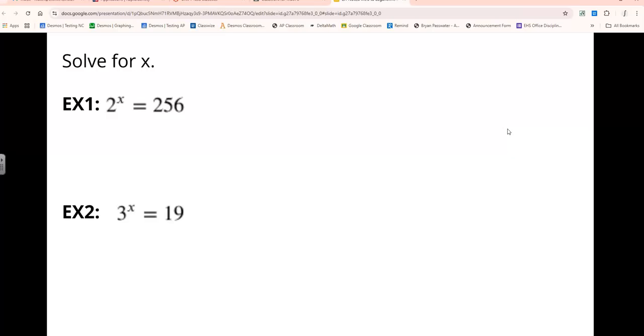Okay. So for the first one, I'm seeing a lot of you with the correct answer. Who can tell me what that is? It's 8. So x is going to equal 8 because if you do 2 to the 8th power, you get 256, right? So my calculator gives the exact answer for this one. So 8 is the correct answer.